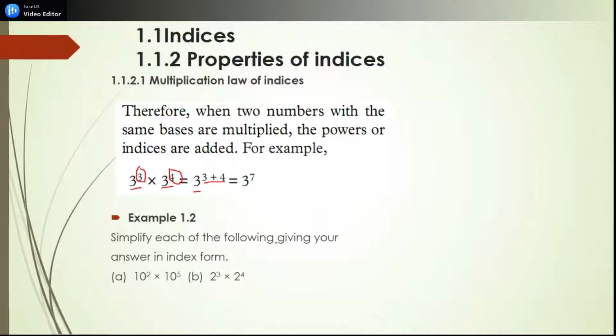Simplify each of the following, giving your answer in index form. You have 10 power 2 times 10 power 5, and 2 power 3 times 2 power 4. When you add these powers, 2 plus 5, you get 10 power 7. Also you have 2 and 2, you have to add powers. It is like writing 2 power 7, because 7 is 3 plus 4.